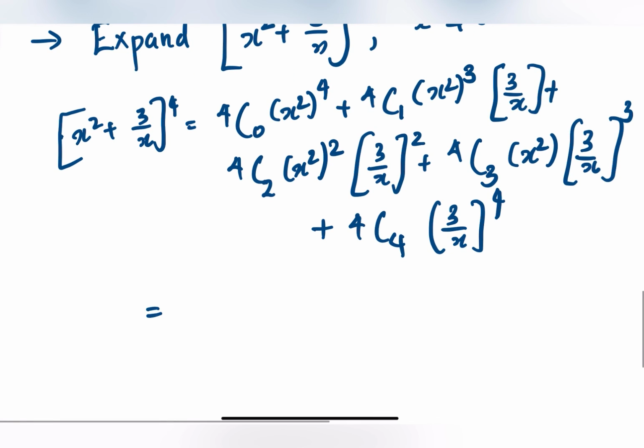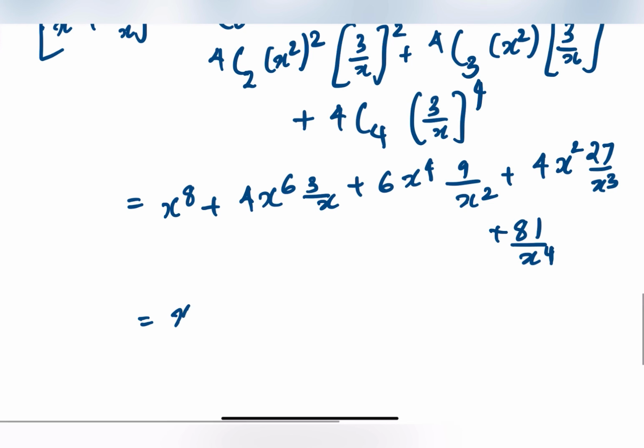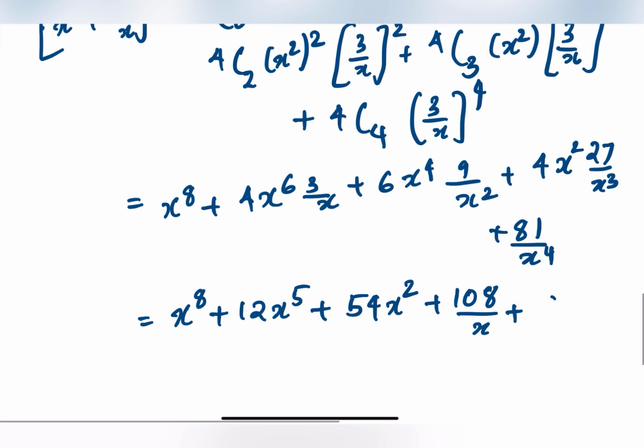When you do the expansion, your answer will be x^8 + 4 x^6 times 3/x + 6 times x^4 times 9/x^2 + 4 times x^2 times 27/x^3 + 81/x^4. You can make it a little bit shorter, which is x^8 + 12x^5 + 54x^2 + 108/x + 81/x^4.